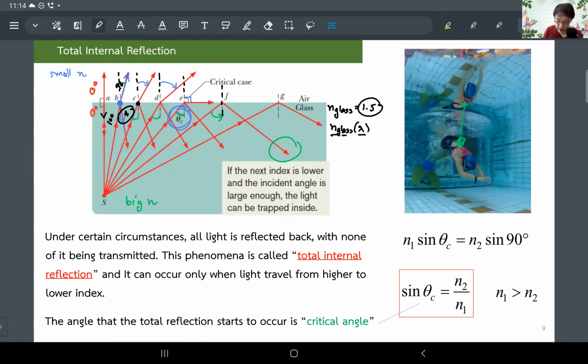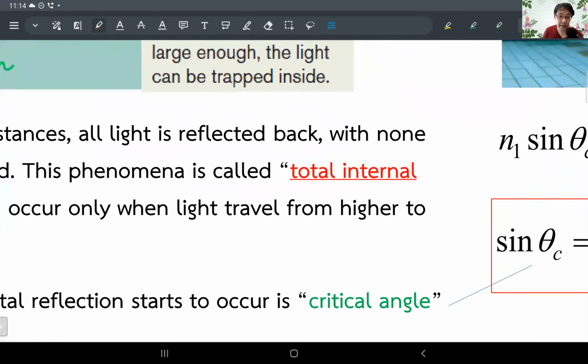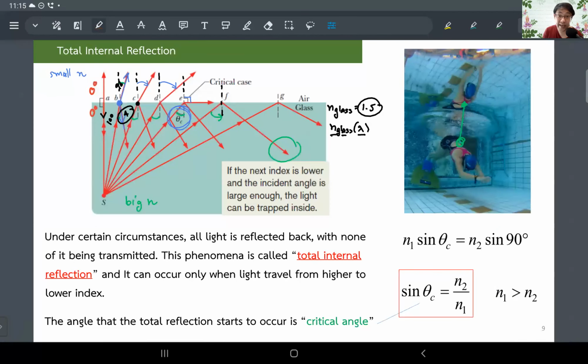So how can we figure out the critical angle? The answer is easy, because the critical angle happens when the refracted ray is at 90 degrees. So all you need to do is set this outgoing angle to be 90, and that's it. Once you set that to be 90 degrees, whatever angle you're looking at in the incident beam will be your critical angle. And that's how you evaluate the critical angle.